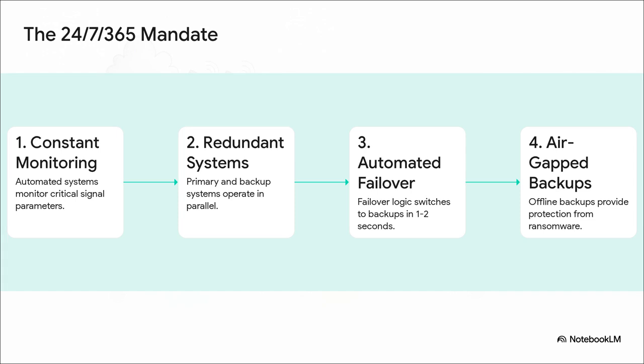So how do you stay on the air 24/7, 365 days a year? Well, it's all about layers of defense. It starts with constant paranoid monitoring of every single system. It means building in full redundancy so there's always a backup waiting, and it demands an automated failover that can switch to that backup in less than 2 seconds. And to fight that existential ransomware threat, secure air-gapped backups are your last line of defense, your ultimate safety net.